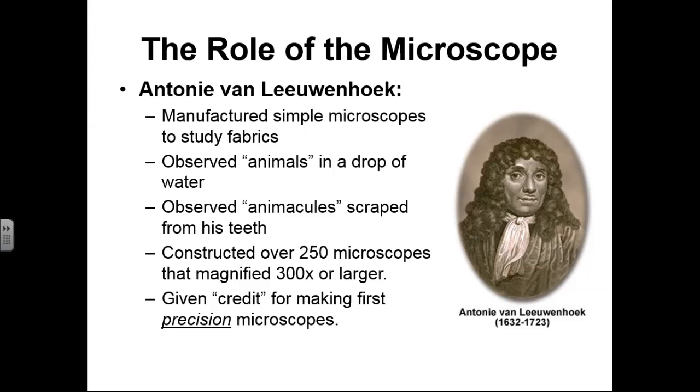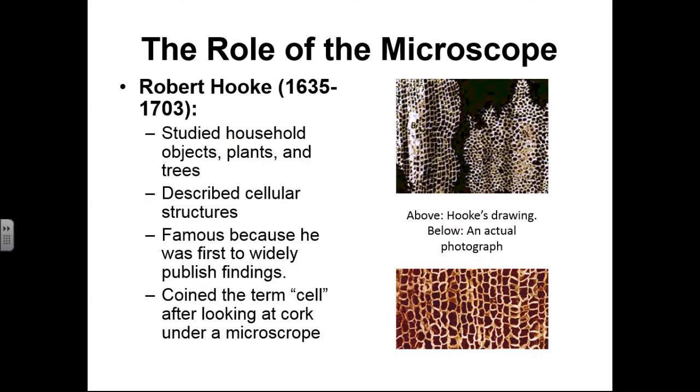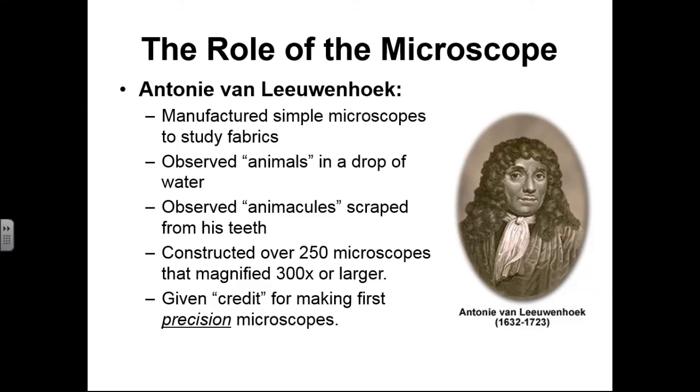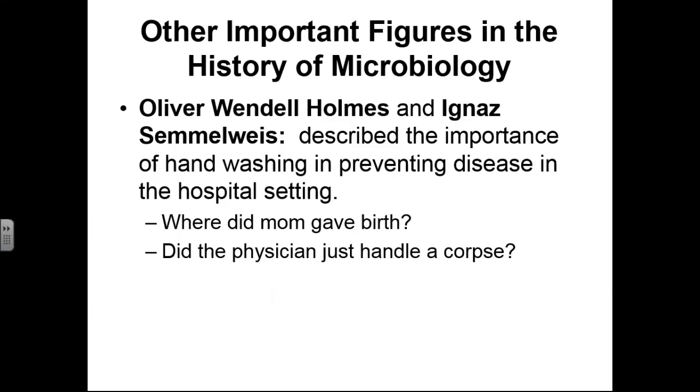He made the best microscopes in his day. He was capable of magnifying objects to 300 times total magnification. And because of his work with microscopes, he's given credit for making the first precision microscopes. Robert Hooke was making microscopes before Antoine Van Leeuwenhoek, but Antoine Van Leeuwenhoek was making the best microscopes of his time. So he's given credit, and I use quotes because it's kind of nebulous. There's not a very good historical record present, but he's given credit for making precision microscopes.